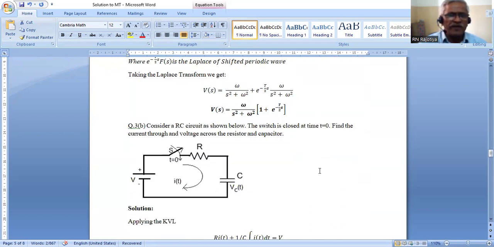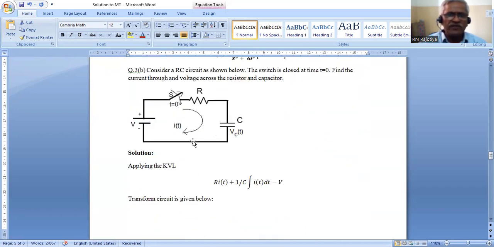Let's consider another question. Consider an RC circuit as shown in the figure. The switch is closed at time t equal to 0. Find the current through and the voltage across the resistor and the capacitor. So we can apply the KVL. R of i(t) plus 1 by C into integral of i(t) dt is equal to V.